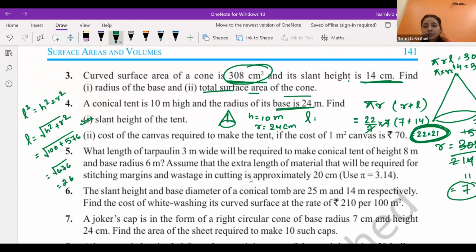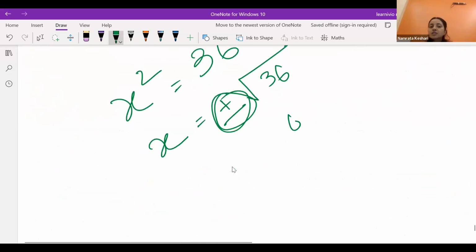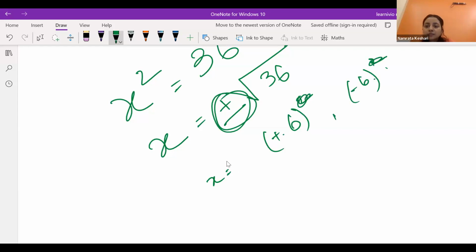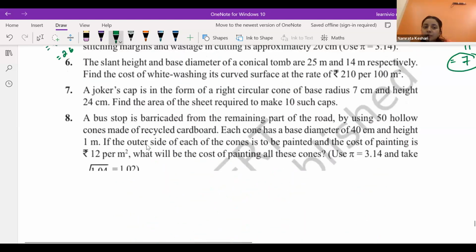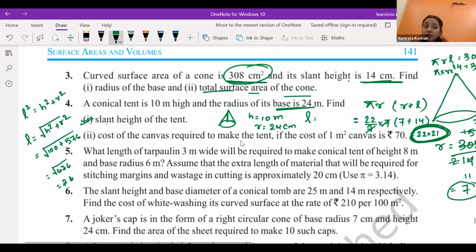Getting it? Why is the plus minus sign there? Because we know that plus 6 square is also 36 and minus 6 square is also 36. That's why both of these are the answer. X value will be plus 6 also, minus 6 also. Everyone getting it? Yes, ma'am. Okay, plus minus sign we are not taking over here. In future we'll be taking. You should just know it.